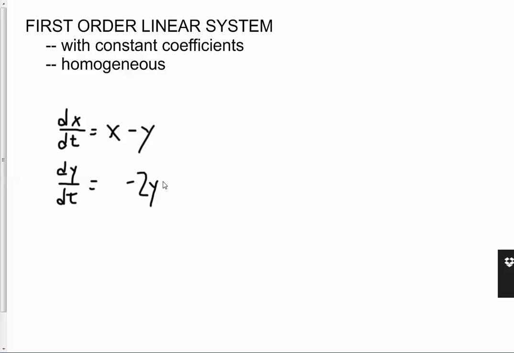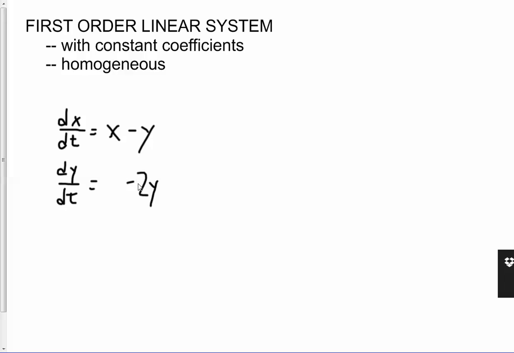So this is linear because we just have an x term and a y term, actually a 0x term and a y term here. That's what makes it linear. It's constant coefficients because the coefficients for the x's and the y's are just 1, -1, 0, and -2. No dependence on time, on the independent variable.